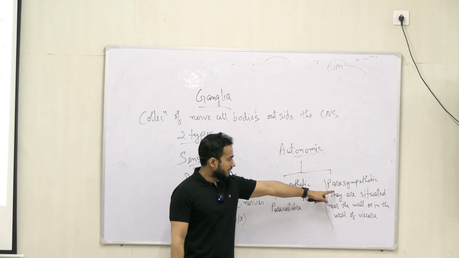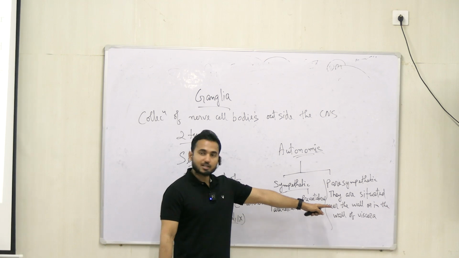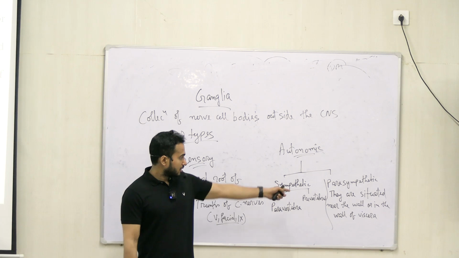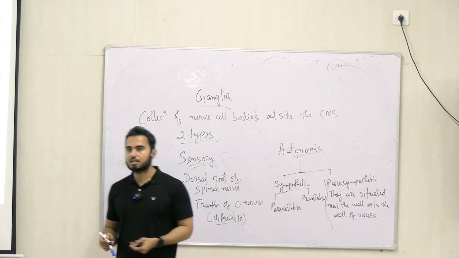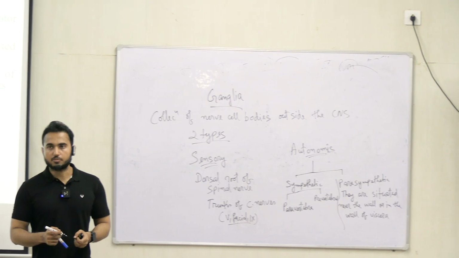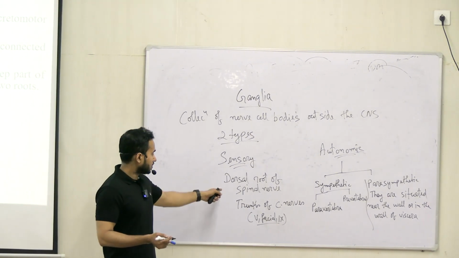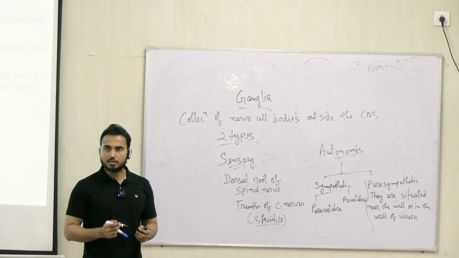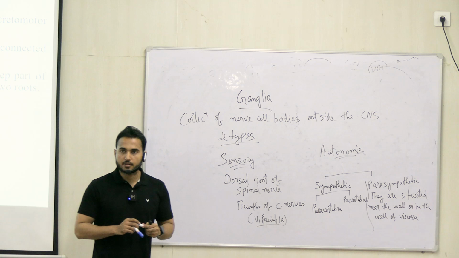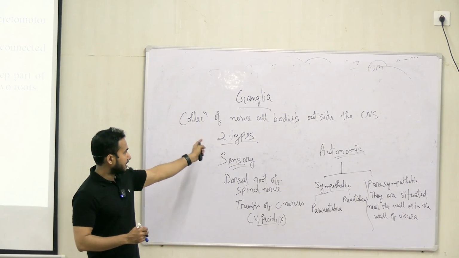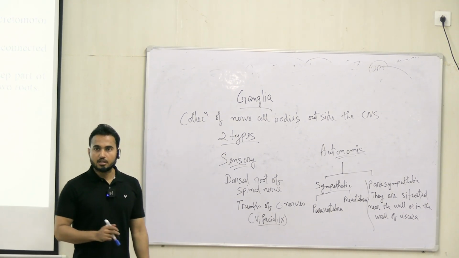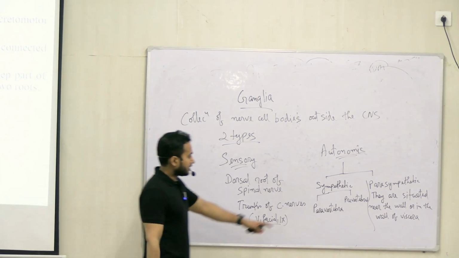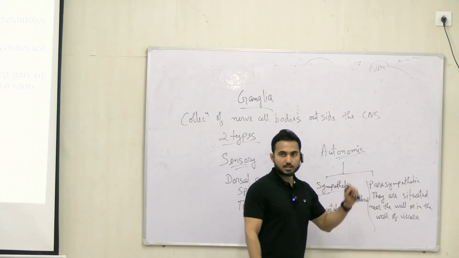In case of parasympathetic ganglia, the ganglia are situated near the wall or embedded in the wall of the viscera. So this is the overall classification of the ganglia present in our body. Further, you have to know which type of neurons are present in each type of ganglia; that will be discussed in the neuroanatomy part. I hope it is clear what ganglia are and what the different types are. Now the submandibular ganglion, which we will discuss today, is an autonomic, parasympathetic ganglion.